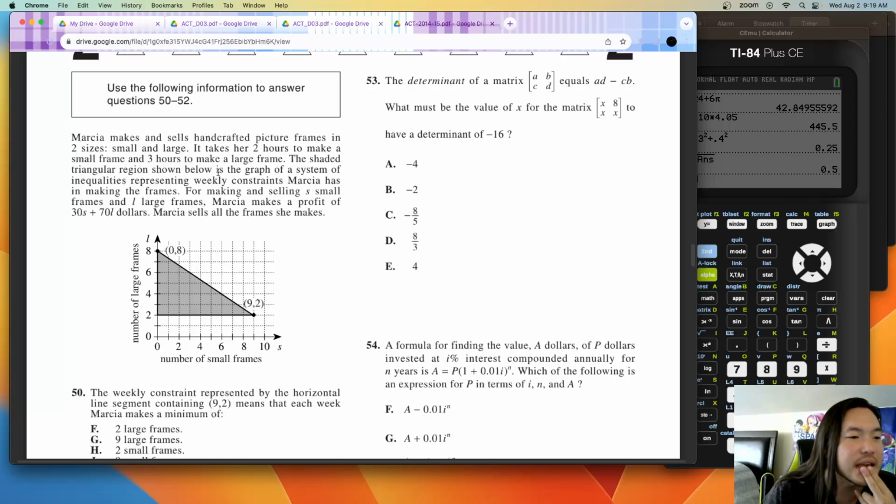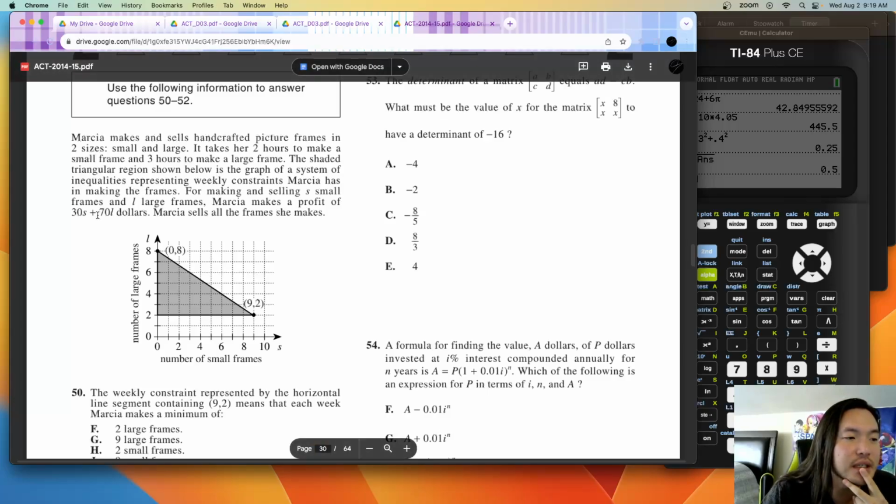From making and selling S small frames and L large frames, Marcia makes a profit of $30 for each small frame. Oh my god, so she's selling these frames for like $100? That's crazy. And frames are pretty expensive, honestly. Okay, so for every small frame she makes $30, for every large frame she makes $70. Let's just make a bunch of large frames.